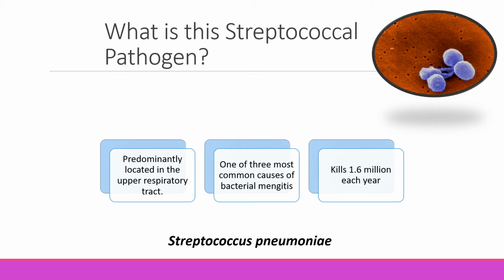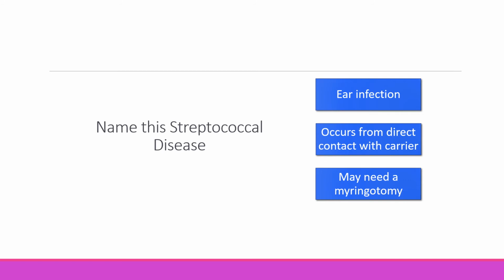If you guessed Streptococcus pneumoniae, you would be right. As mentioned previously, Streptococcus pneumoniae is responsible for many of the ear infections that we see. And so this streptococcal disease results in an ear infection. It occurs from direct contact with a carrier, and as a result, these individuals may need a myringotomy.